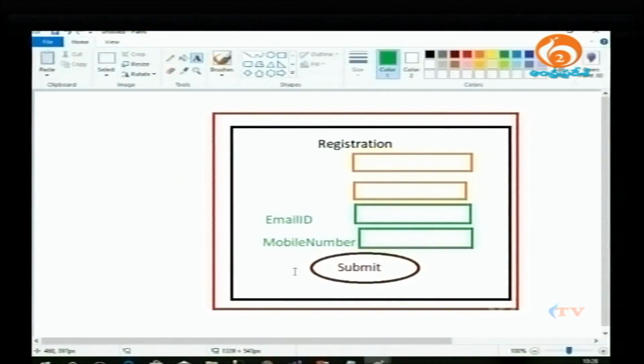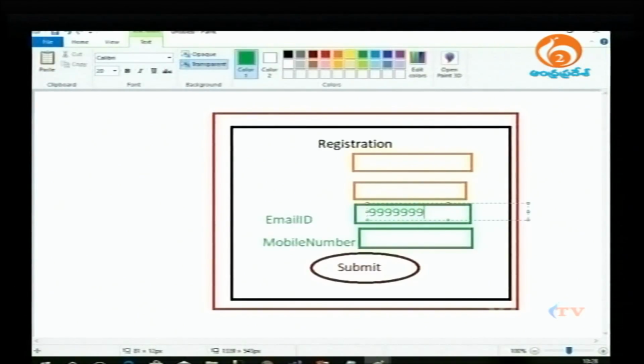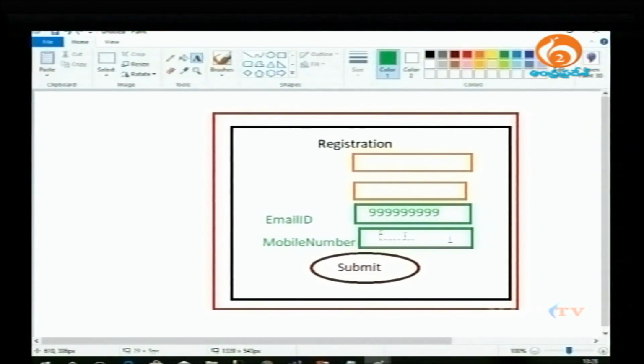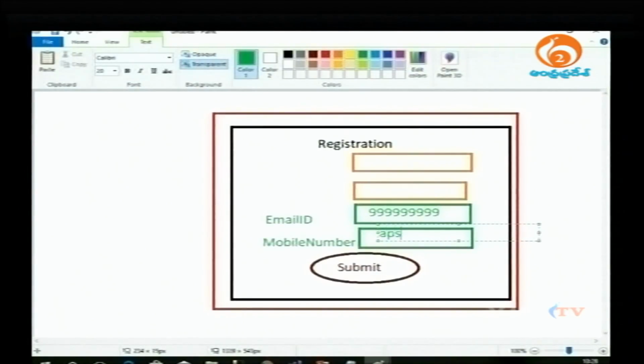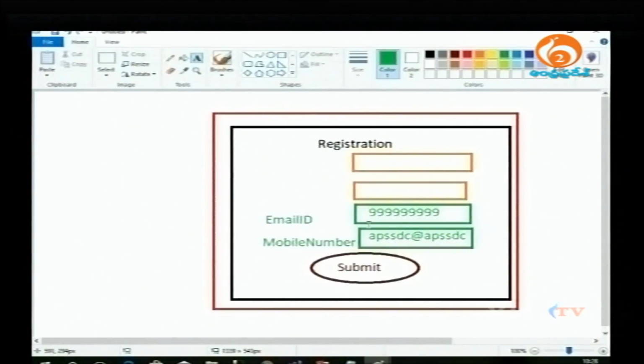Whenever, what I want to do is, instead of the email ID, I'll enter the mobile number here, and instead of the mobile number, I'll enter the email ID. So there are two things you have to remember. In place of email ID I am entering a mobile number, in place of mobile number I am entering email ID, correct?